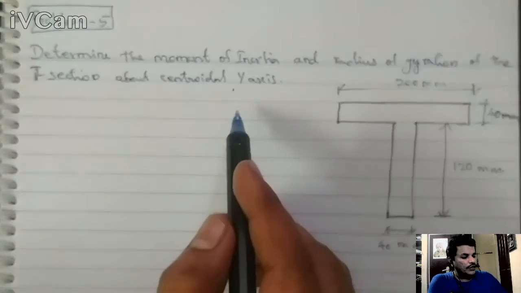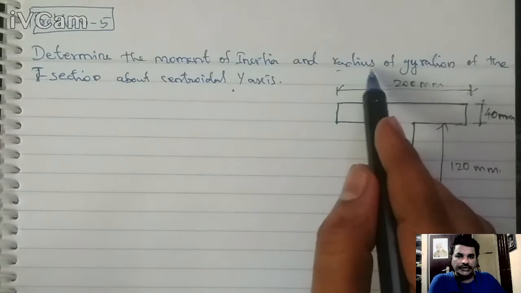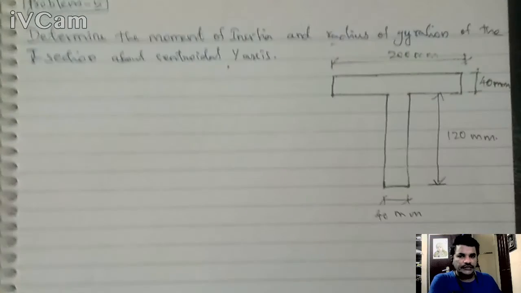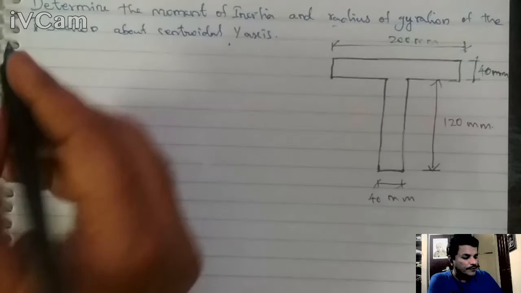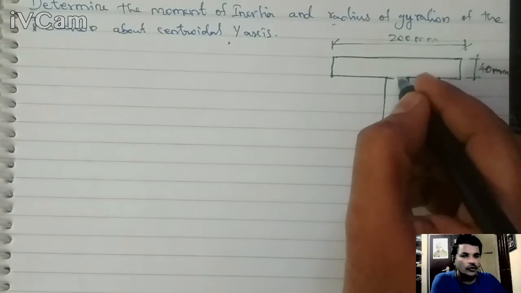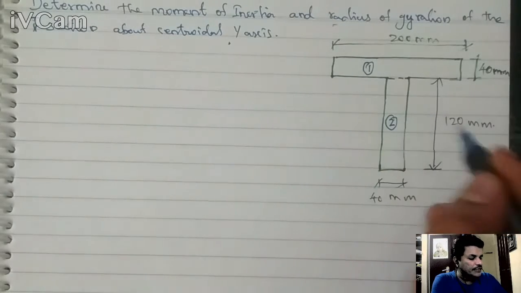In addition to that, there is another finding, the radius of gyration. We need to calculate the radius of gyration also. So as usual, first I will calculate the x bar. Again I am dividing this section into two. This is my section 1 and this is my section 2. So it is a T section.